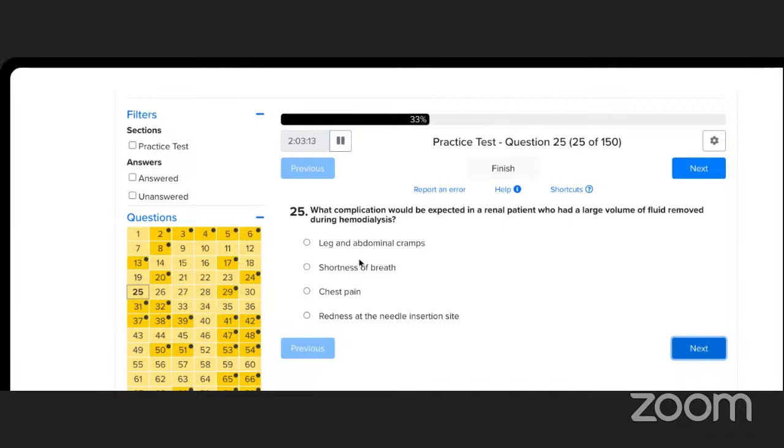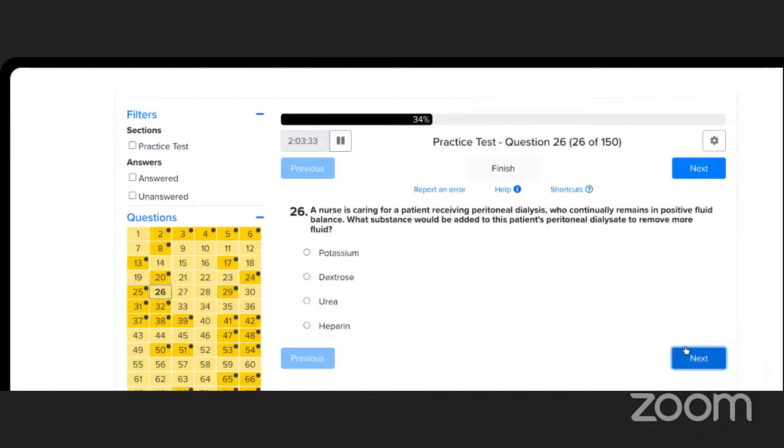Shortness of breath you will expect. Chest pain you will not expect. These are complications that you won't expect. Redness at the needle insertion site, that's probably expected, but it's not a complication. So by elimination, it could be leg and abdominal cramps. So we're going to confirm that. That's question 25.